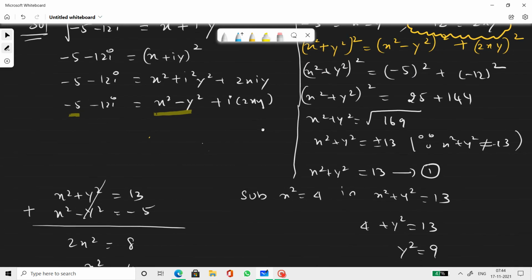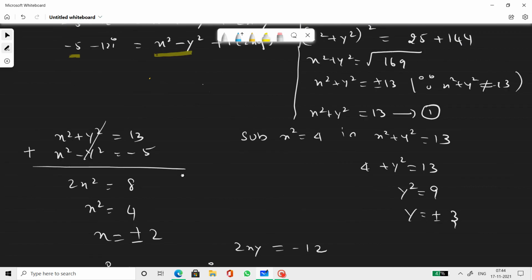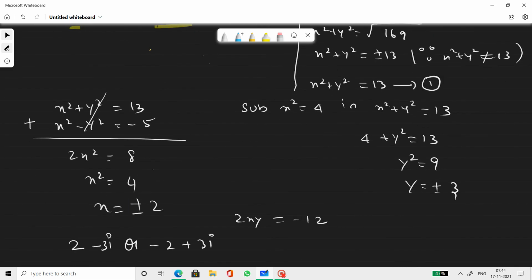Using the conversion formula, we get another equation for x and y. Now take this as 1 and the one we obtained by equating the real term as equation 2. Solve 1 and 2, you find the value of x and then you find the value of y. Once you find x and y, substitute back into x plus iy. But before that, check the 2xy form. If 2xy is negative, make sure that one is positive and the other is negative. But if 2xy is positive, then both x and y have to be positive or both x and y have to be negative.